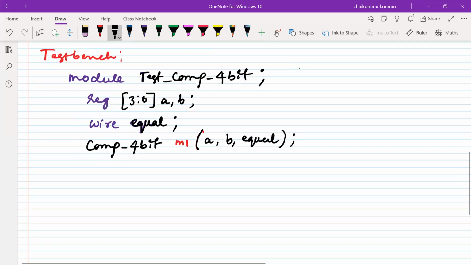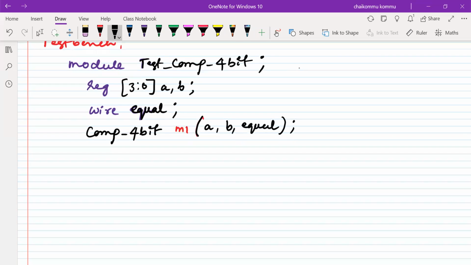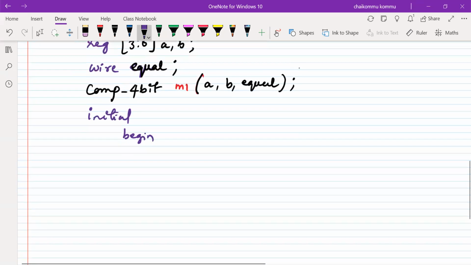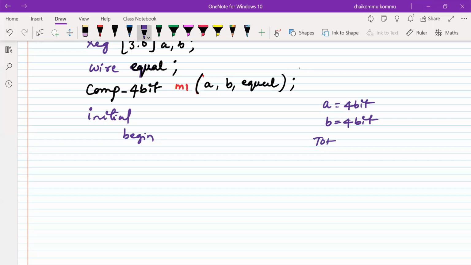Now I'm going to write my test vectors. For that, I'm going to use initial. Let us start with begin, and here I need to write my test vectors. A is 4-bit size, B is also 4-bit size. Altogether, how many combinations do I need to form? 2 power 8 combinations, right? A is 4-bit size and B is also 4-bit size. So total combinations is equal to 2 power 8. Those many combinations I need to write here.